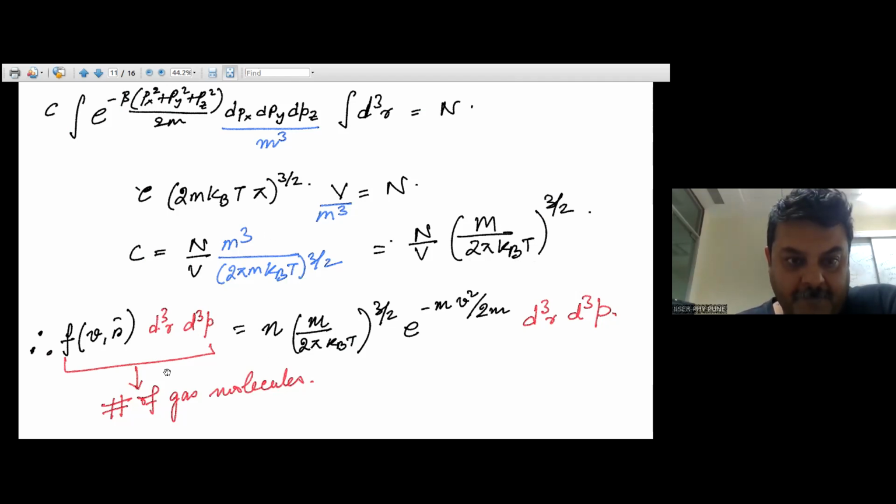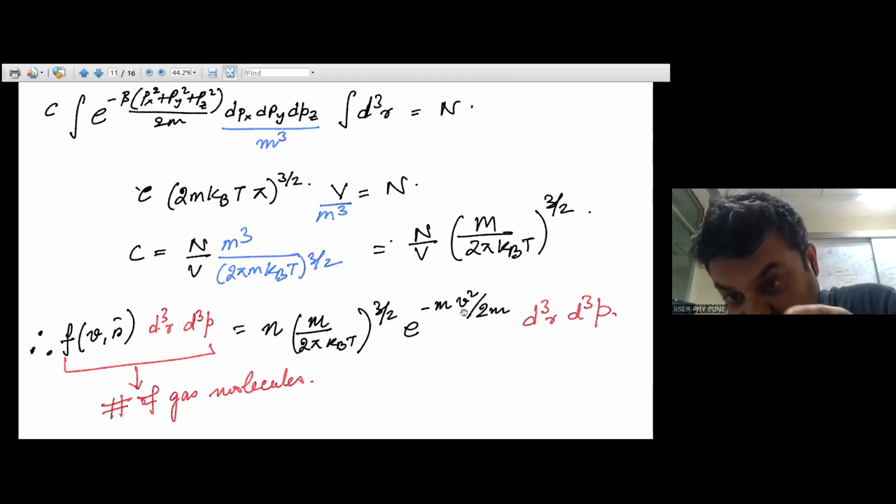So now we have an explicit expression of f(v, r). This quantity is the number of gas molecules moving with velocity v at position r, and that is equal to n. This is the number density. Remember, n by v is the number density. Times (m by 2 pi kbt) to the power 3 by 2, times the exponential of mv square. We are asking how many molecules at velocity v, mv square by 2.